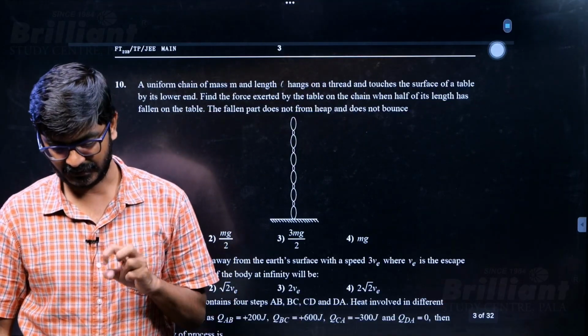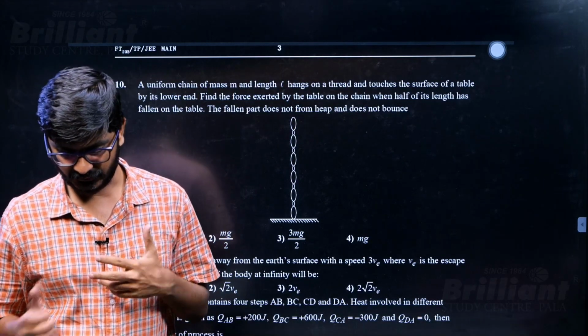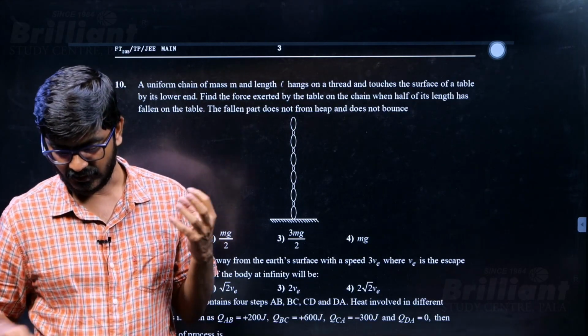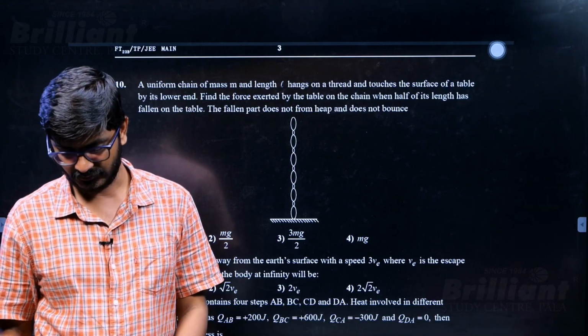A uniform chain of mass m and length L hangs on a thread and touches the surface of the table by its lower end. Find the force exerted by the table on the chain when half of its length has fallen on the table. The fallen part doesn't form a heap and doesn't bounce.